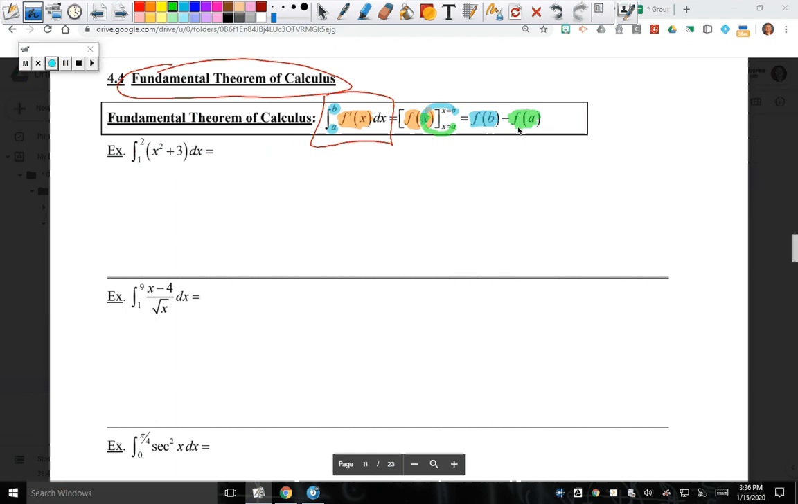Do y'all hear what that was saying? Accumulation of change, change of position, aka displacement. Can I interpret this as area? Yes. Can I interpret this as accumulation? Yes. Can I interpret this as a function plus c? No, because it's bounded.